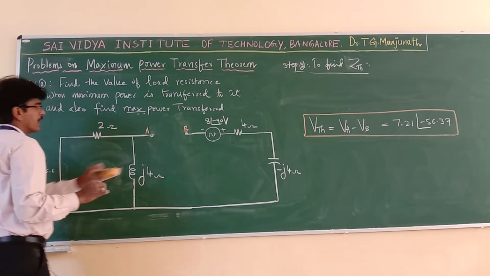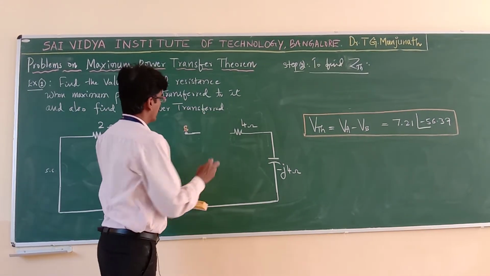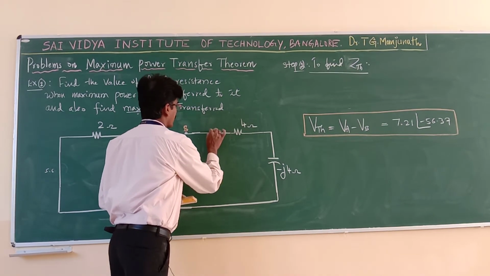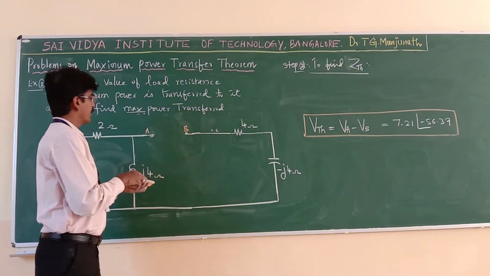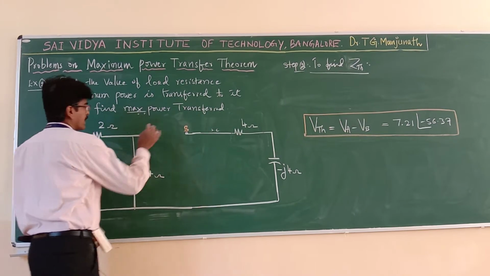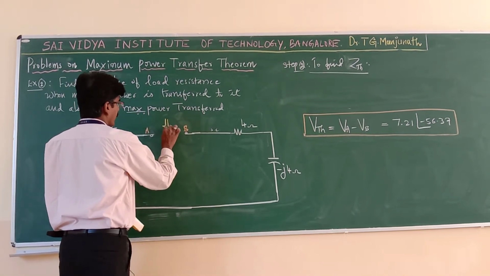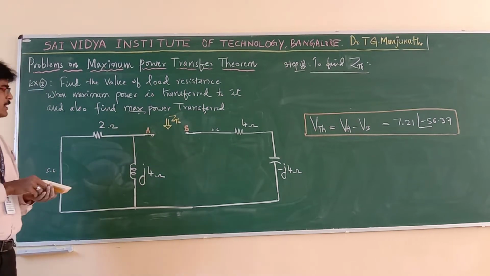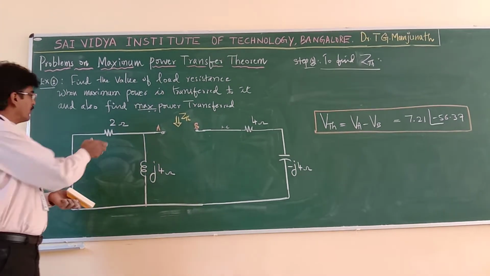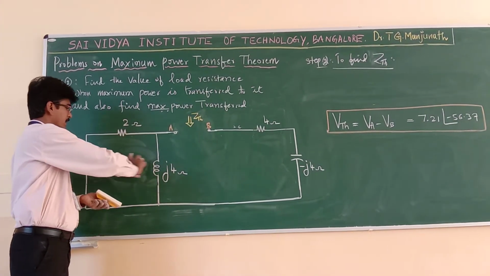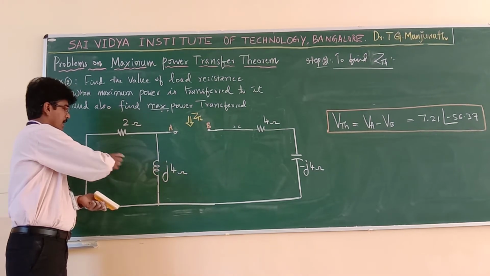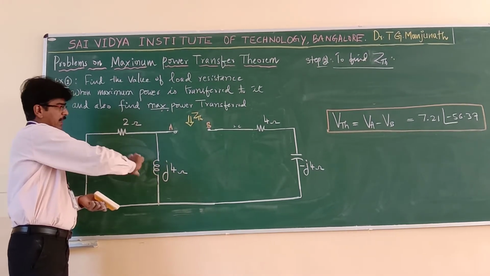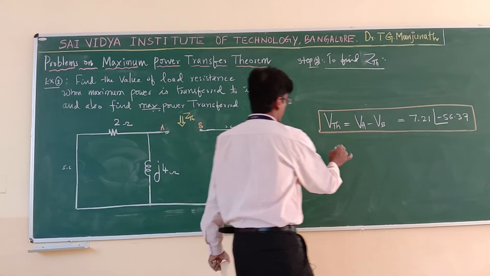Okay. Let us create the short circuit here. Now looking into the open circuited terminals here, we have to find the total impedance of the network. That is your Z-Thevenin. Now this resistance and this inductance come in parallel. These two are in parallel. Now I can rewrite this circuit like this.